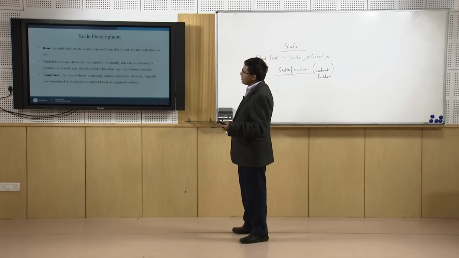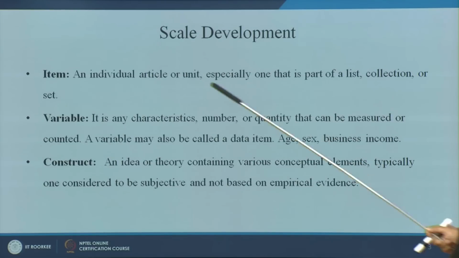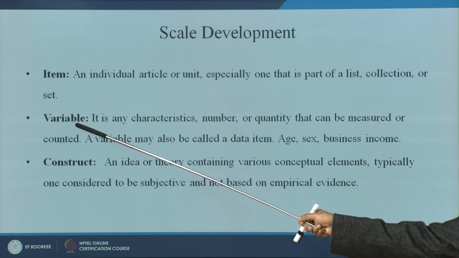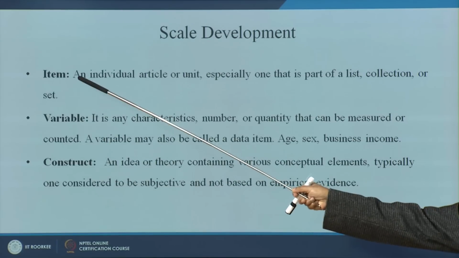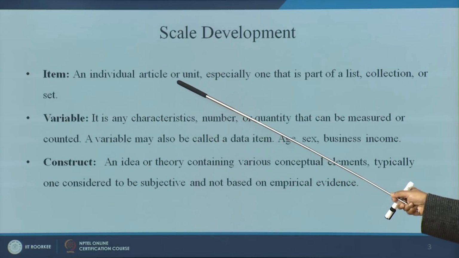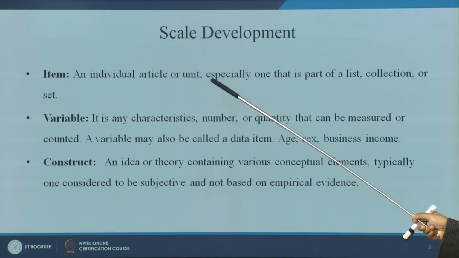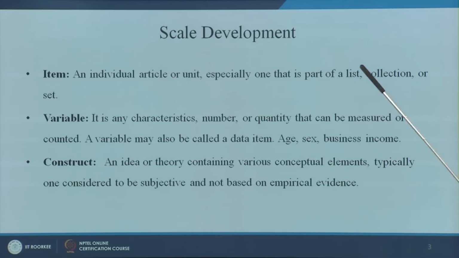So, let us see these terms. Three terms are very important: item, variable, construct, right. An item is nothing but an individual article or individual unit, especially that is part of a list, collection or set. Now, what do I mean by saying this?